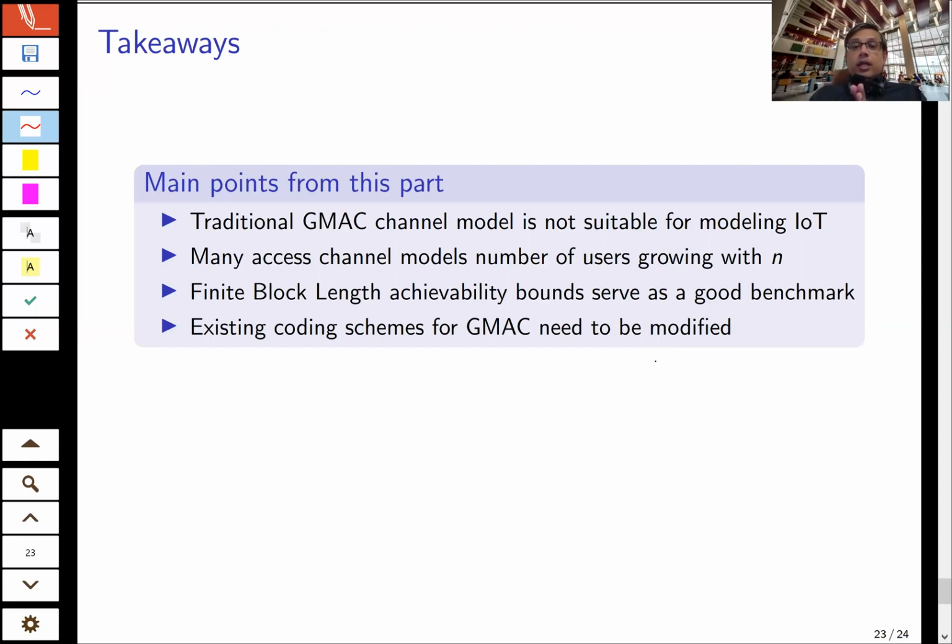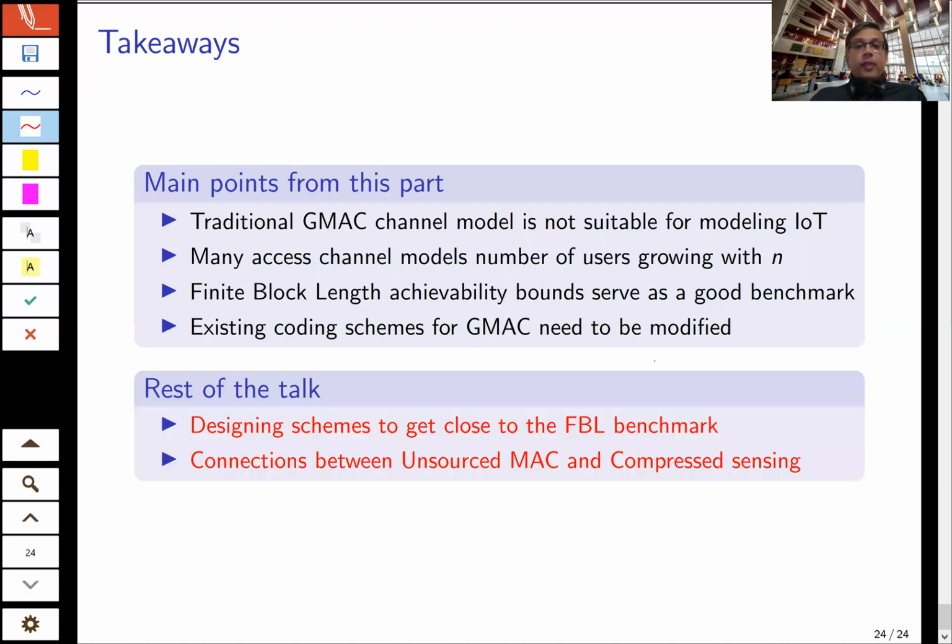Nevertheless, we're going to design many coding schemes which are all inspired by traditional coding schemes. You will see that some modifications can be made to account for the fact that we have an uncoordinated channel and a finite length. So for the rest of the talk, we're going to try to design coding schemes that get close to the finite block length benchmark that I talked about. In particular, a recurrent theme is going to be to make connections between this unsourced multiple access channel and compressed sensing. You will see that in many of these schemes, there is an interplay between compressed sensing and multiple access channel, and advances in one field can advance the other. That's going to be a recurrent theme in this talk. I'll see you back after a couple more parts.